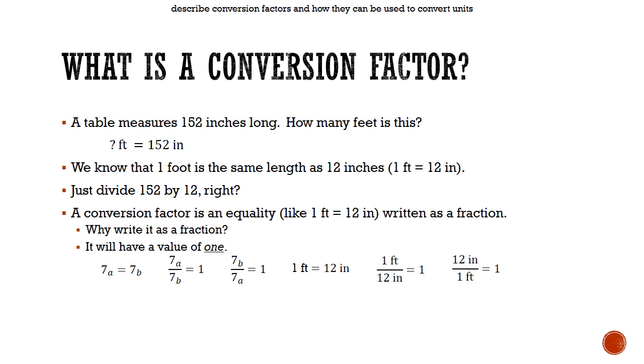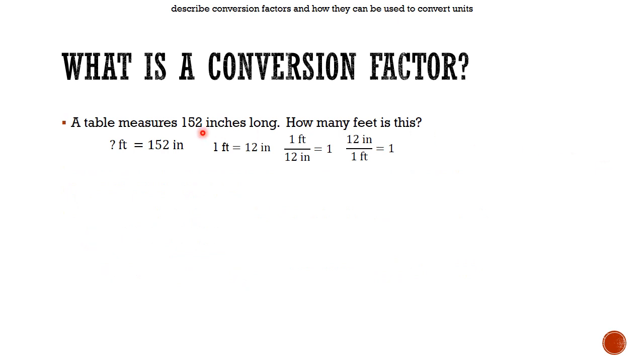Likewise, I could do it the other way, where I do 12 inches divided by 1 foot. That would also equal 1. So what we've done is we've taken this equality of 1 foot equals 12 inches, and we've turned it into a conversion factor. Both of these fractions we have written here, 1 foot divided by 12 inches, or 12 inches divided by 1 foot, they are both considered conversion factors because they are fractions equal to 1.